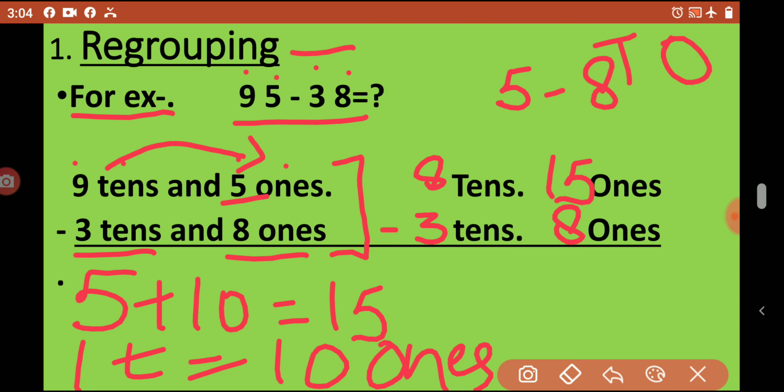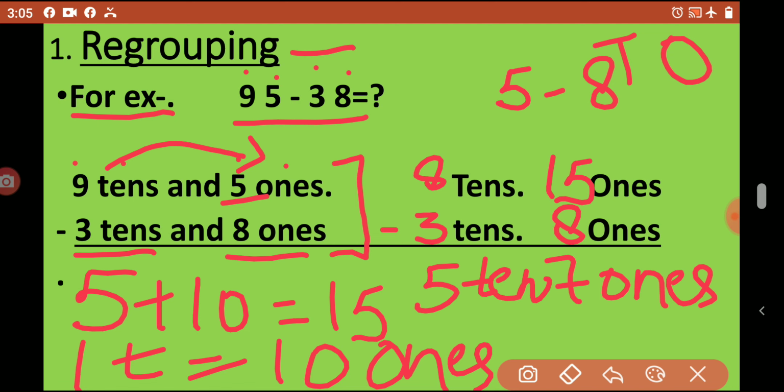Now we can subtract these numbers. 15 minus 8 equal to 7 ones. And 8 minus 3 equal to 5 tens. So this is the answer, 5 tens and 7 ones.